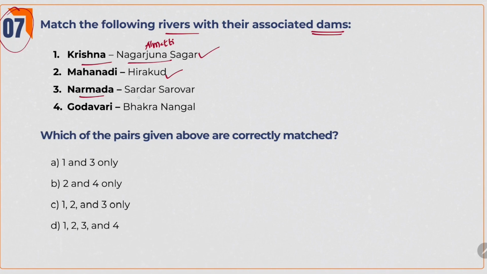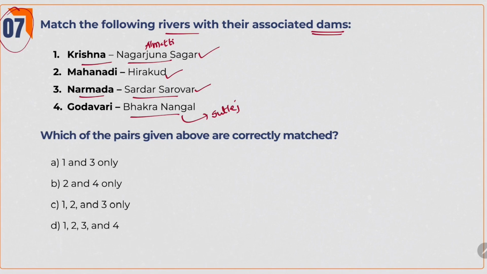And Narmada, Sardar Sarovar Dam. This is also right. Our Narendra Modi inaugurated this dam. It is named after our Sardar Vallabhbhai Patel. It is also a famous dam. And Godavari, Bhakra Nangal. How funny it is. Bhakra Nangal Dam is located on Satluj, not Godavari. We have discussed this in the Indus River system also.